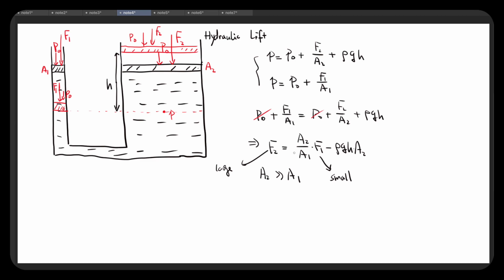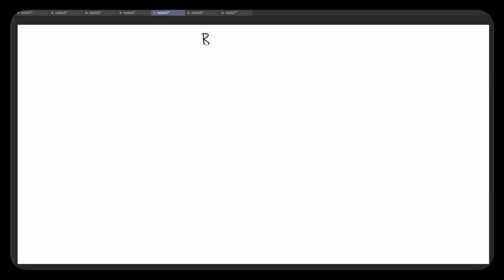Okay, so now let's talk about buoyancy. And so what is that? The definition is the following. An object in a fluid experiences a pressure difference from top and bottom. Now this pressure difference will produce a net force in the upward direction. And such a force is called buoyant force.